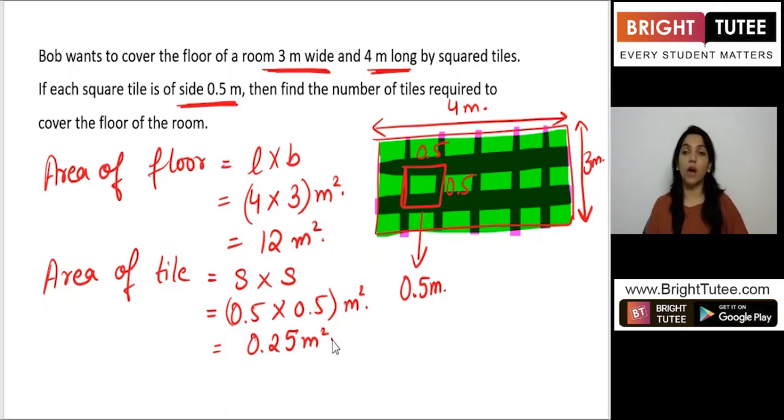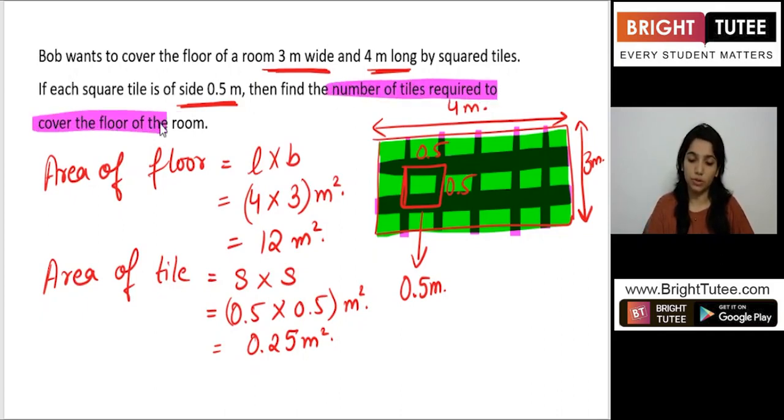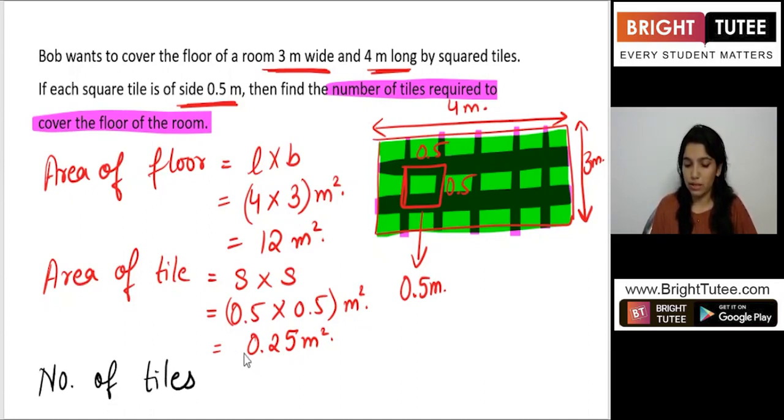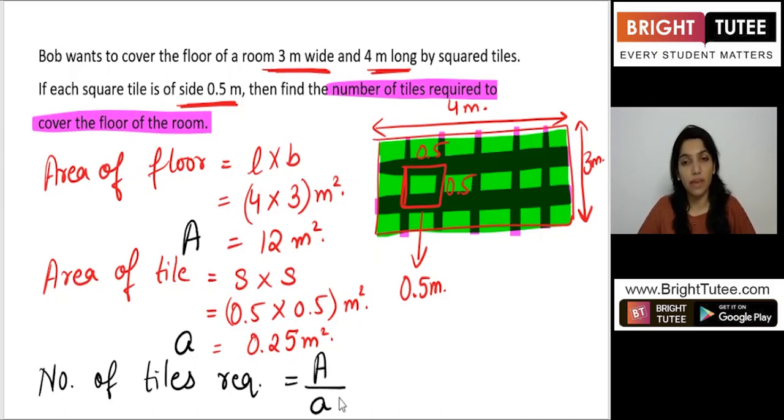Now let us find out how many tiles are required. This is the question. We need to find the number of tiles required to cover the floor. How can we do this? Let us write it down. Number of tiles required is equal to, we are going to divide the area of floor by the area of tile. Let me write this as capital A and this as small a. So we are dividing the capital A, that is the area of floor, by the small a, that is the area of each and every tile. So that is 12 divided by 0.25.